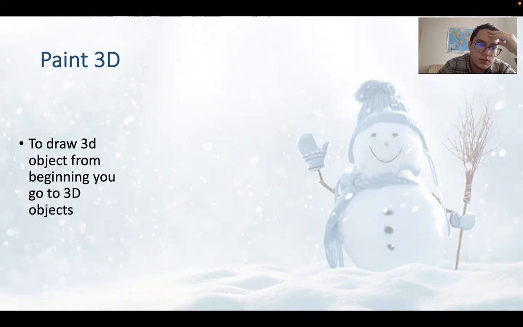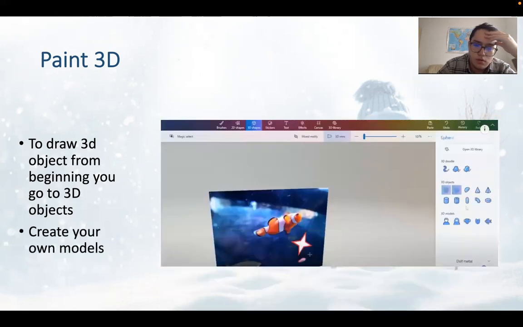To draw a 3D object from the beginning, you go to the 3D objects and create your own model. So you can go to 3D objects here, and you can choose different shapes and freehand drawing and create your own shape or object. You can create an octopus, you can create a fish, or whatever you need.